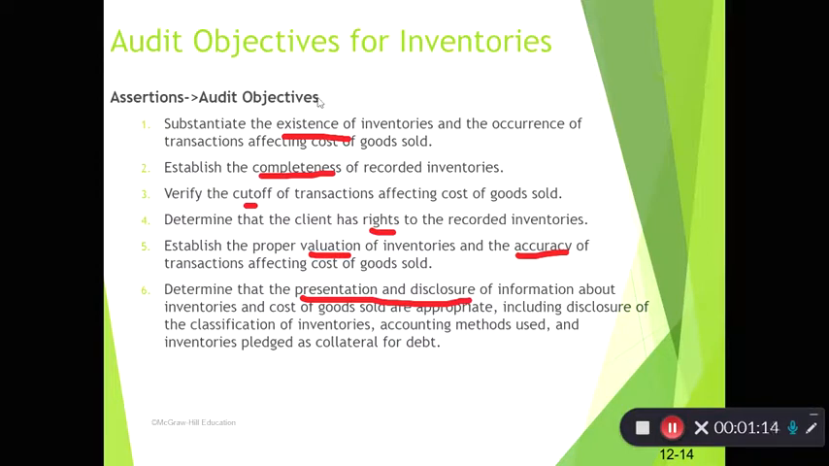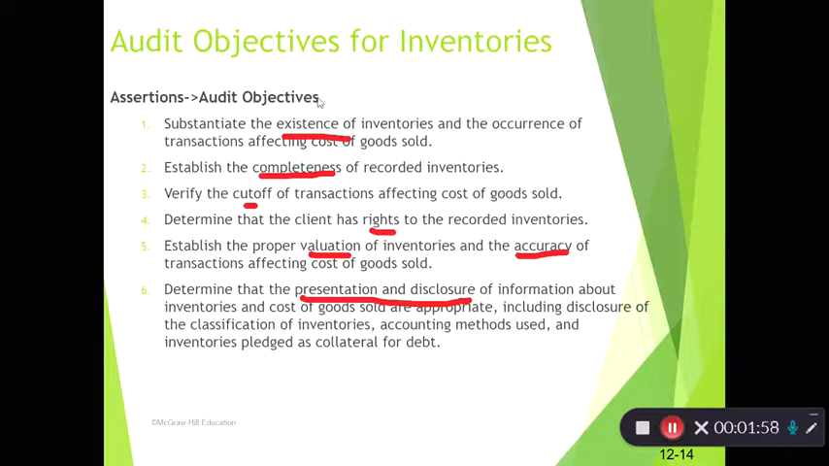Here, existence of inventories and the occurrence of transactions affecting cost of goods sold, that's the audit objective to make sure we feel good about that. Establishing that inventories are complete in terms of what's recorded. Verifying cutoff for cost of goods sold transactions. Determining that the client has the rights to the recorded inventories. Establishing the proper valuation of inventories and the accuracy of cost of goods sold transactions. And lastly, looking at specific presentation and disclosure items related to inventories and cost of goods sold.